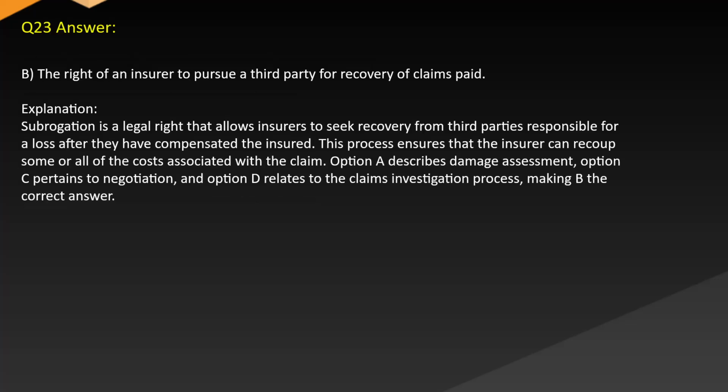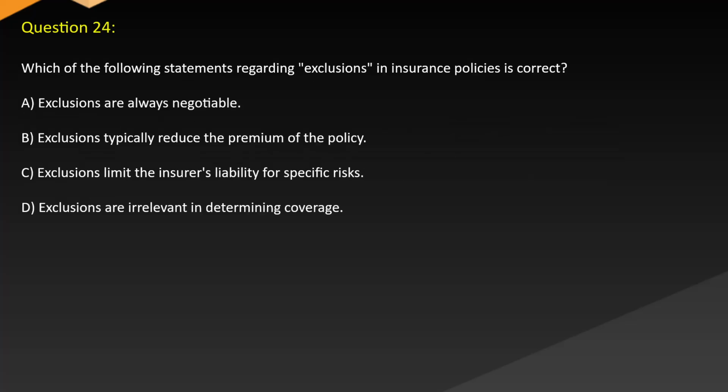Answer: B. The right of an insurer to pursue a third party for recovery of claims paid. Explanation: subrogation is a legal right that allows insurers to seek recovery from third parties responsible for a loss after they have compensated the insured. This process ensures that the insurer can recoup some or all of the costs associated with the claim. Option A describes damage assessment, option C pertains to negotiation, and option D relates to the claims investigation process, making B the correct answer.